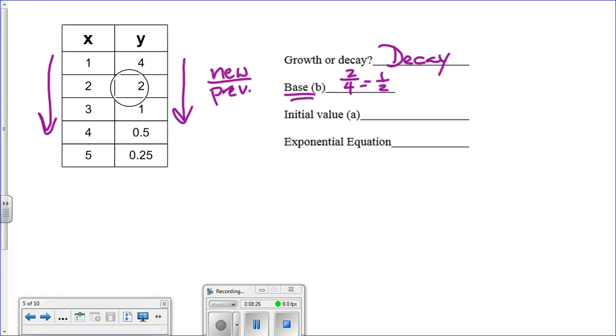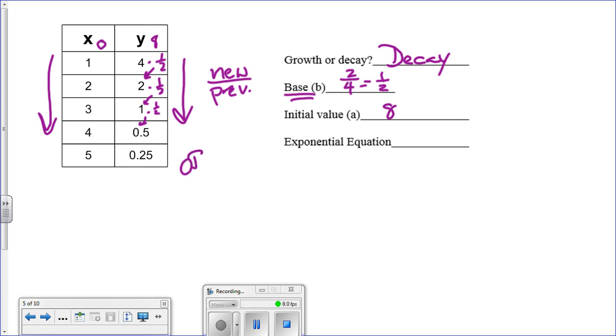Well, this is what makes this one a little bit harder. You could do one of two things. If you want to get your initial value from the table, well, you can just basically work backwards. So if you notice, you're multiplying all of these by 1/2. So times 1/2 gives you 2, times 1/2 gives you 1, times 1/2 gives you 0.5. Go the other way. So if I go the other way, essentially half of what was 4? Well, half of 8. So that means my initial value is 8.